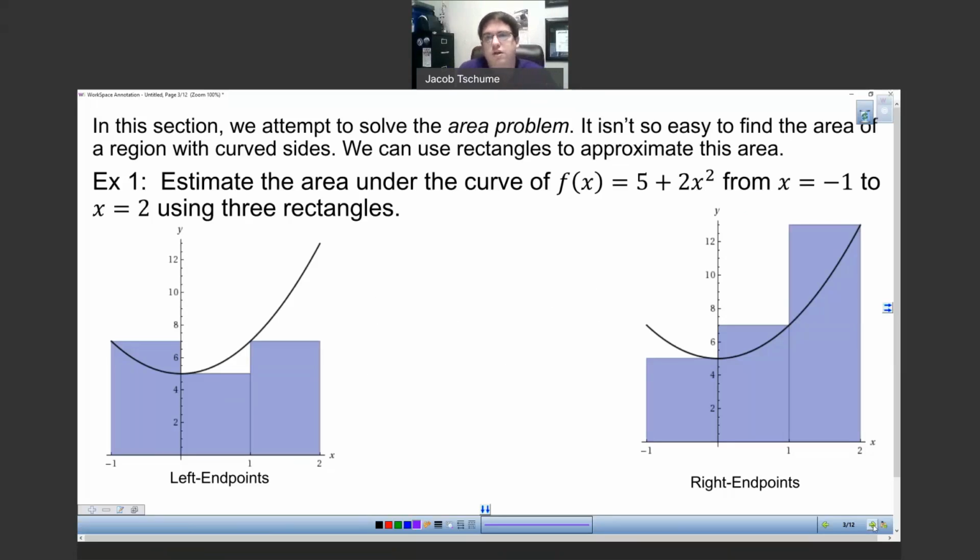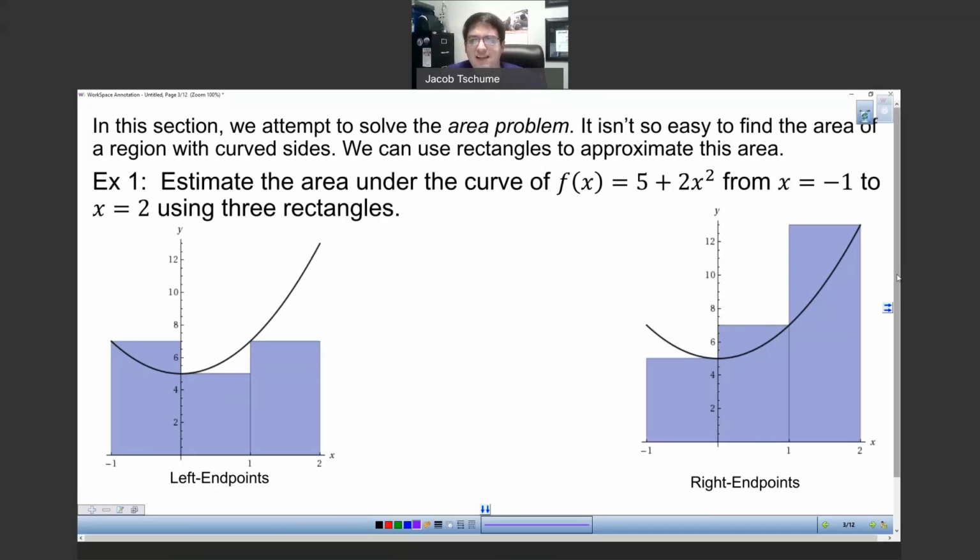So what our goal is going to be is, can we develop an idea to maybe approximate the area under the curve and then kind of develop that into a more sophisticated or more technical way? So let's start with this example and kind of build the idea.